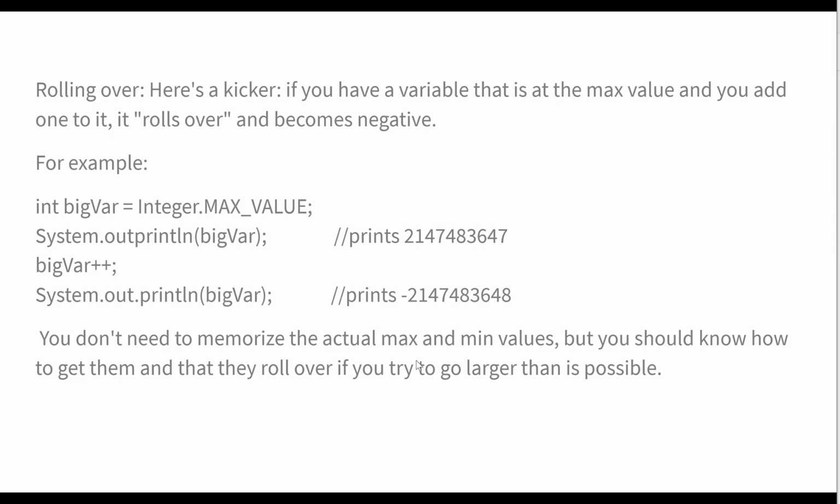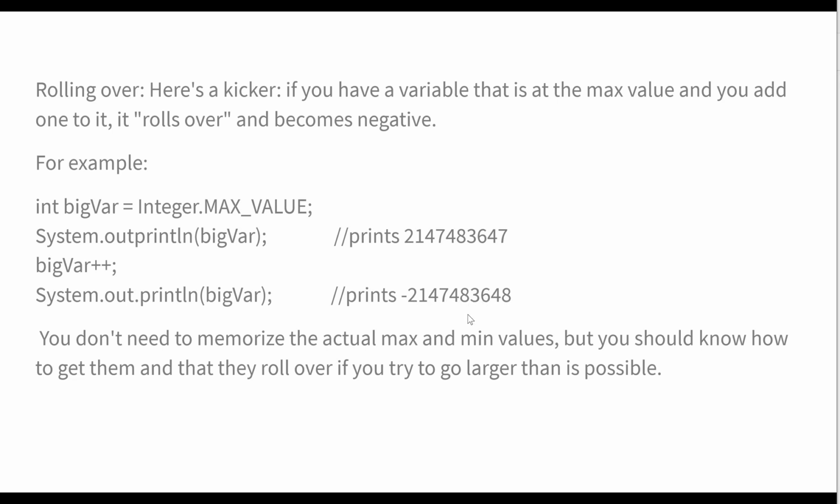There's something called rolling over, though. So if you have a variable that holds the max value and you add 1 to it, it rolls over and becomes negative. So it kind of bends space and time. So here I made a variable bigVar, made it equal to the maximum value. I printed it just so we could see. And then I added 1 to it. Remember, this plus plus just means add 1 to that variable. And then I printed it again, and now it prints negative.